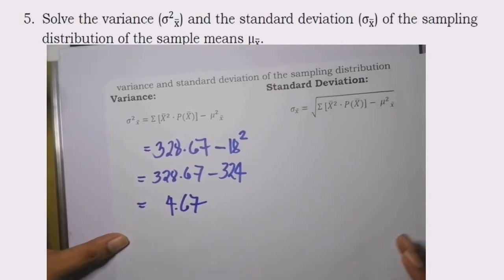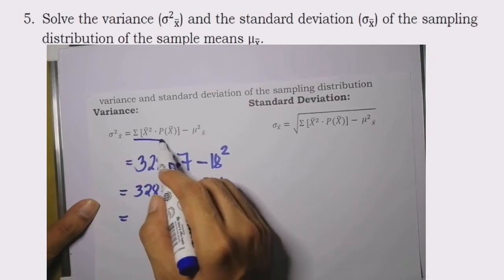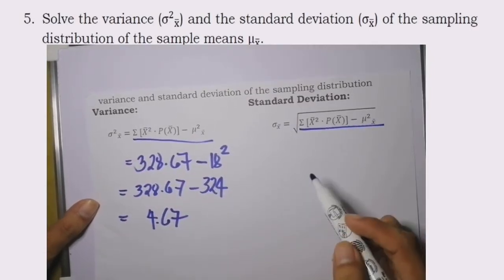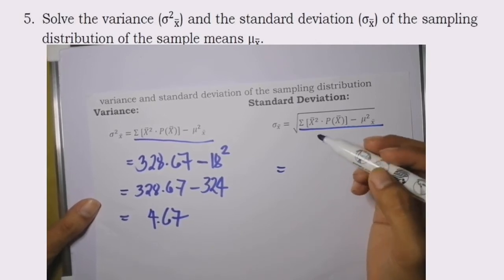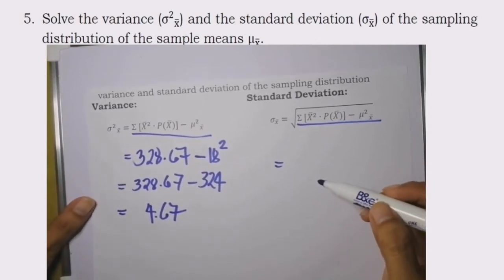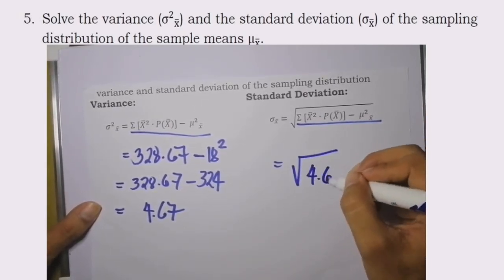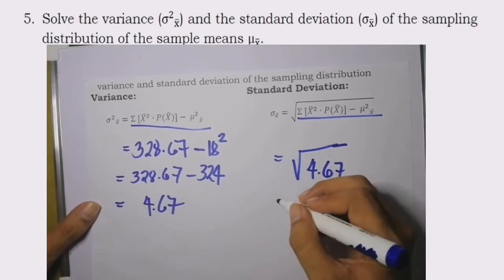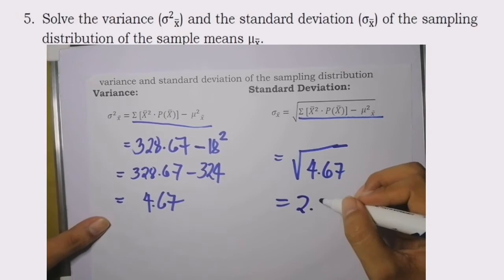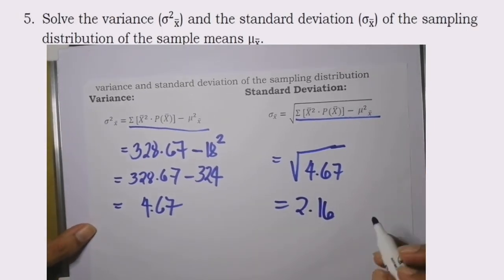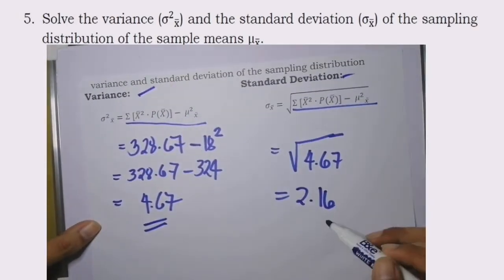Now for the standard deviation, as you noticed, the formula is inside a square root. That means the standard deviation is the square root of the variance. So we take the square root of 4.67, our variance, and the standard deviation is 2.16. Again, 4.67 is our variance and the standard deviation is 2.16.